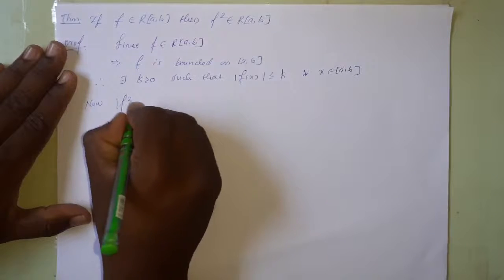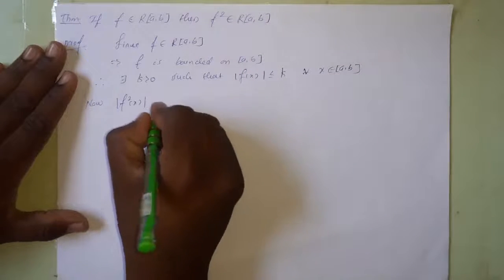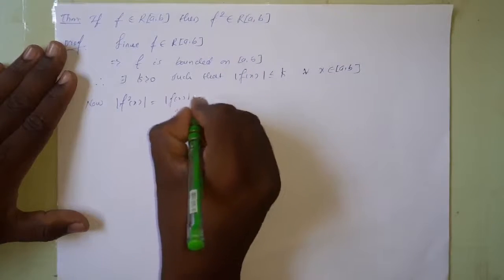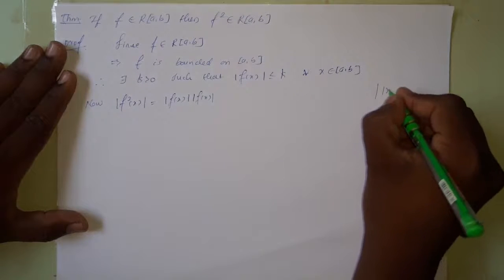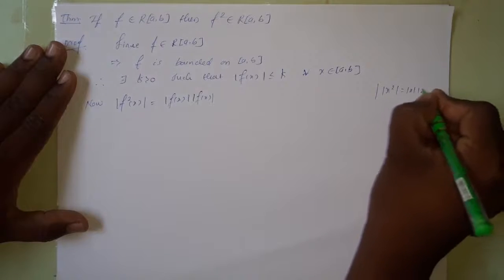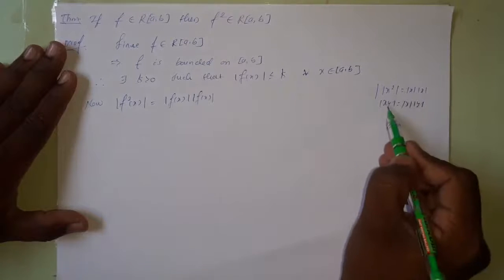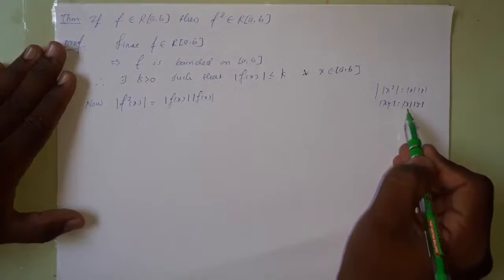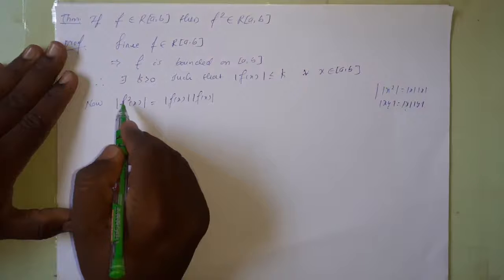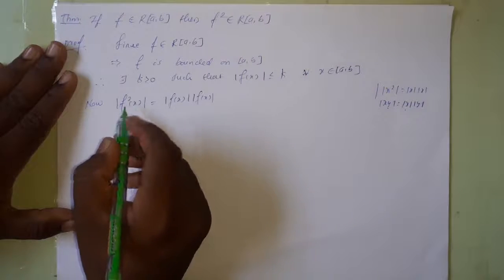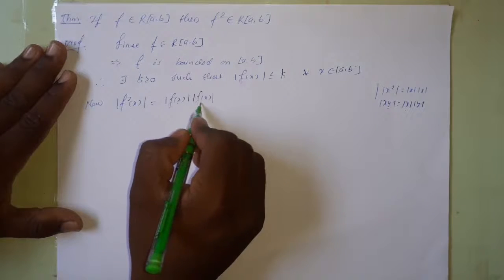mod f square of x can be written as mod f of x into mod f of x, because mod x square is equal to mod x into mod x, or mod xy is equal to mod x into mod y; the modulus of the product of two variables is equal to the product of their moduli. Similarly, mod f square of x can be written as mod f of x into f of x, which is equal to mod f of x into mod f of x.